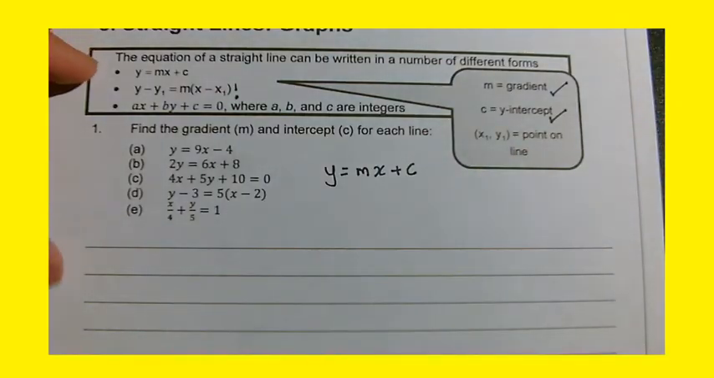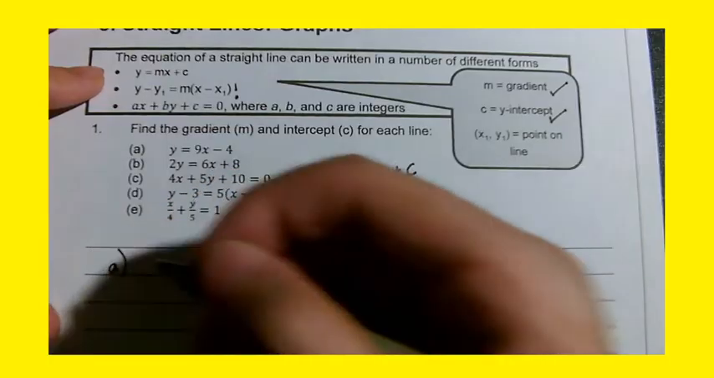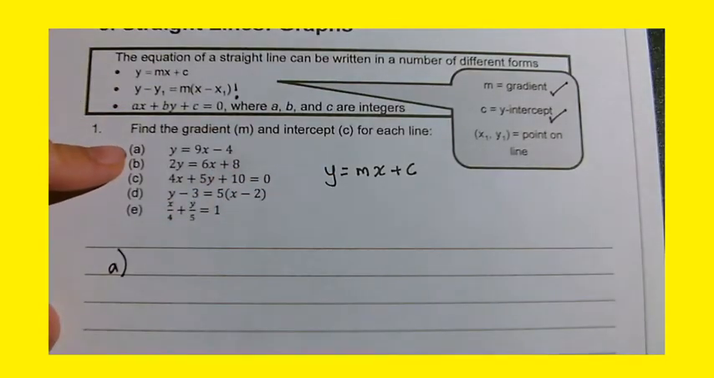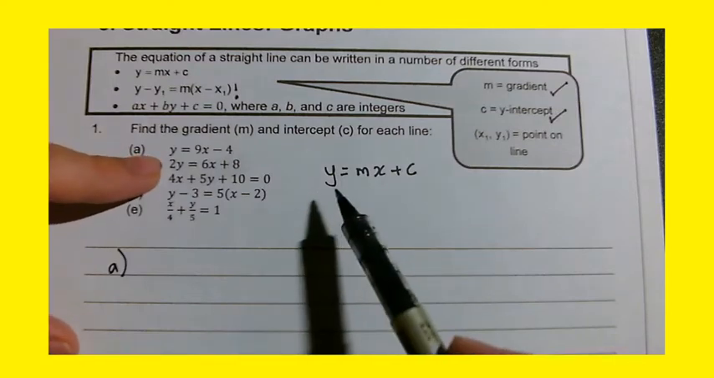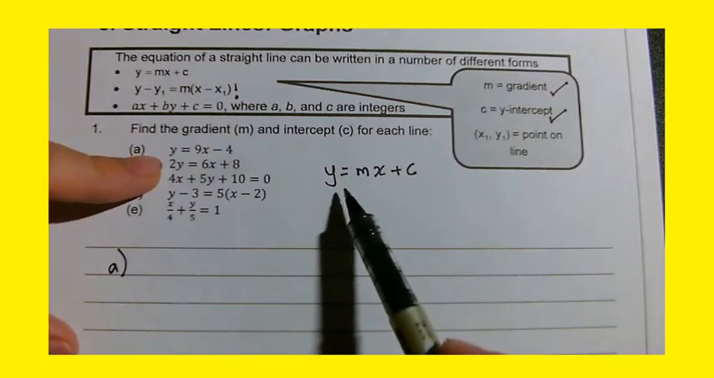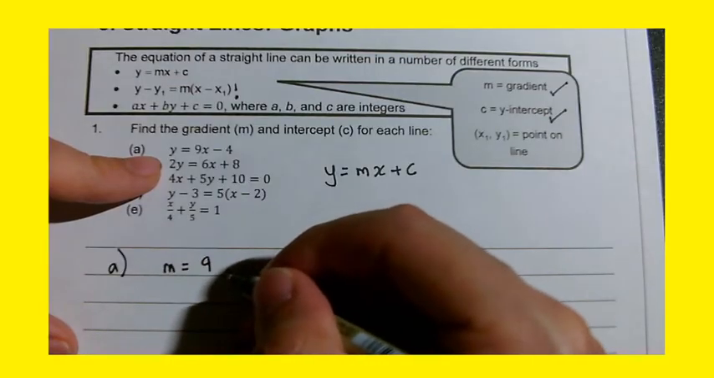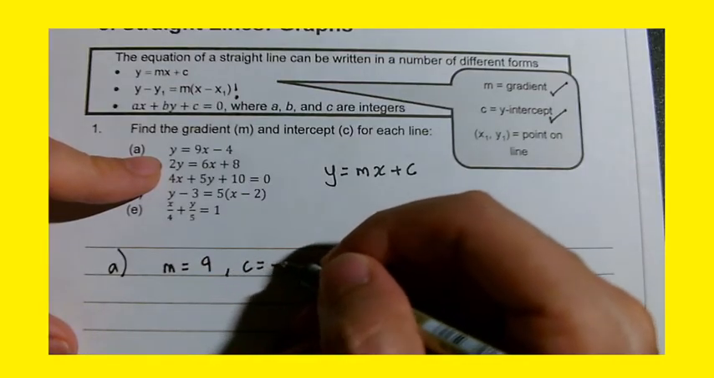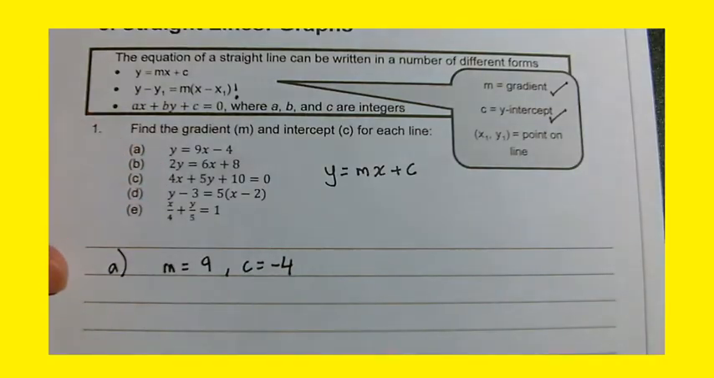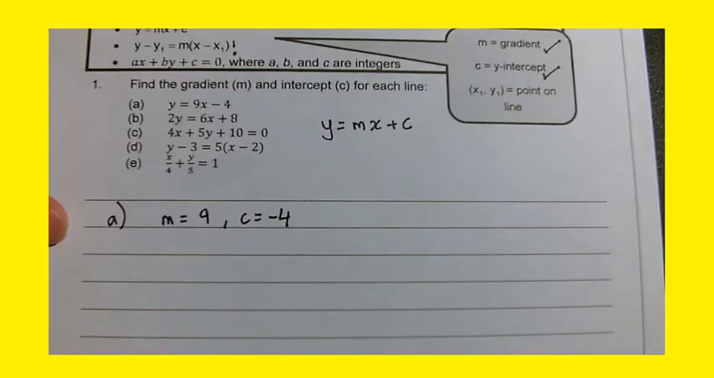So if I look at the first equation, y equals 9x minus 4, and make an equivalence with y equals mx plus c, it's very clear to see that the gradient is equal to 9 and the y-intercept is equal to minus 4. Not a massive problem there for part A. But what happens in part B?